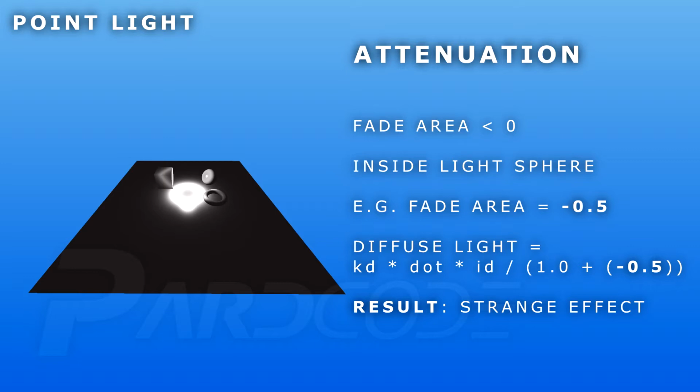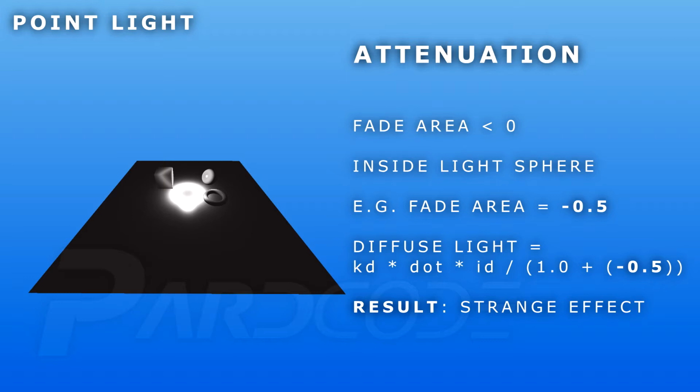Let's try to understand the meaning of this formula. Fade area can assume different values. If the fade area is less than 0, we are currently inside the sphere, and so, in this case, we will have the full light. But if we replace fade area in the attenuation formula with a negative value, what happens?